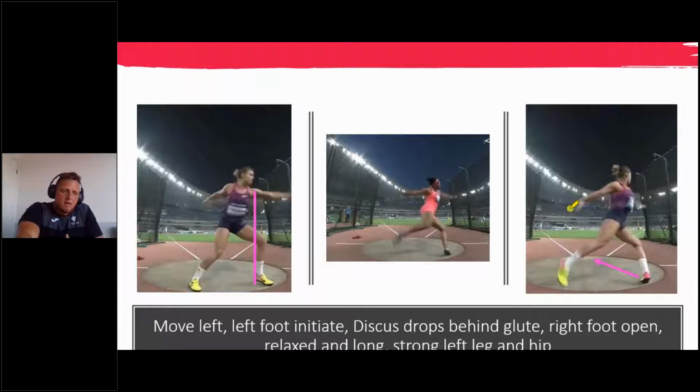And where is the discus? Discus is back behind the glute. The discus hasn't come forward. Left arm hasn't come past the left hip, okay? These are important things, that you really don't want to start using the upper body to start the throw. As soon as you start using the upper body or the left arm to swing into the throw, that's when you lose connection with the discus.